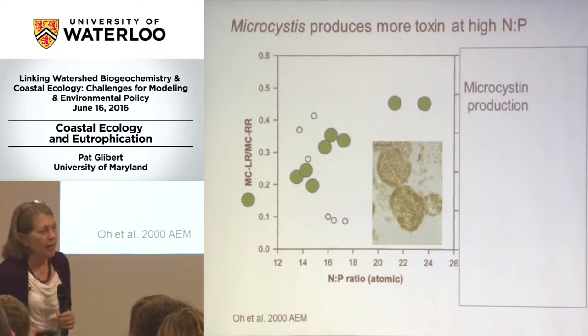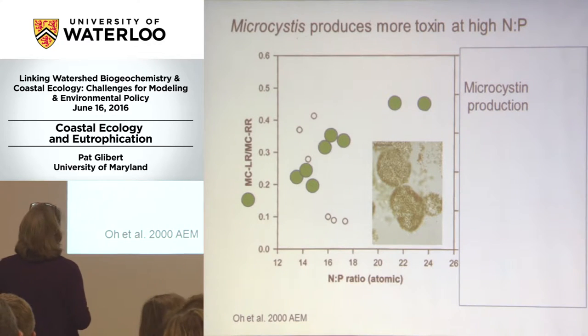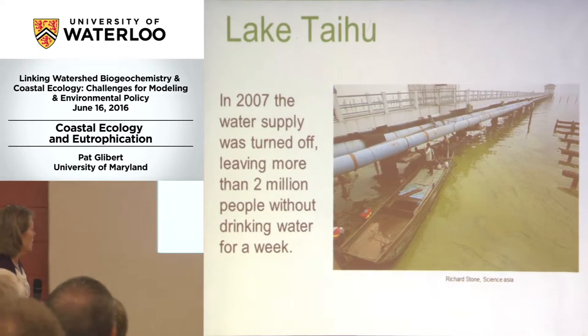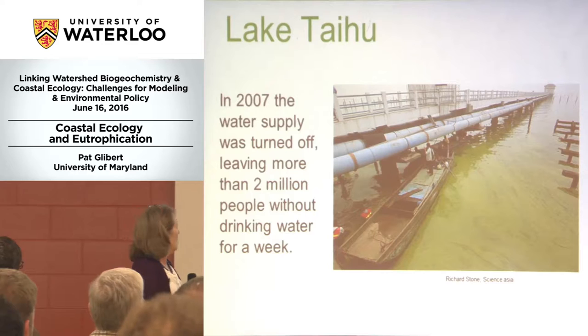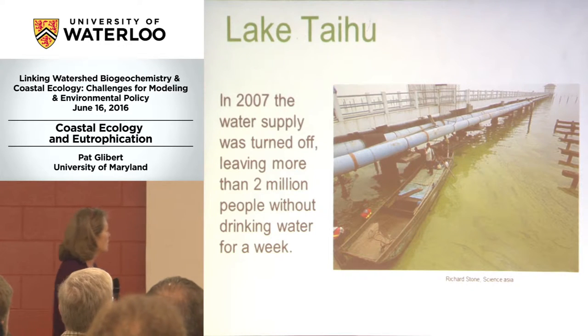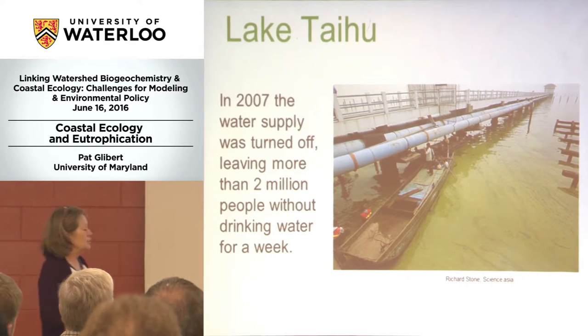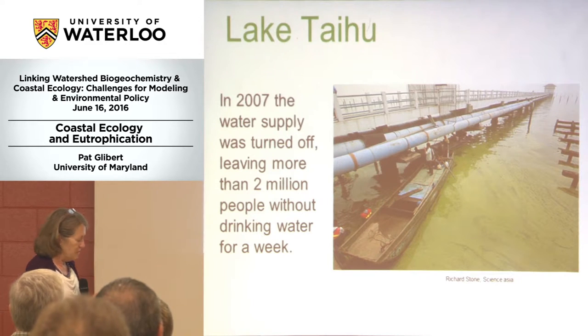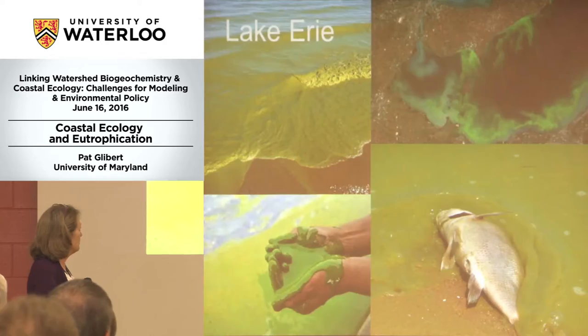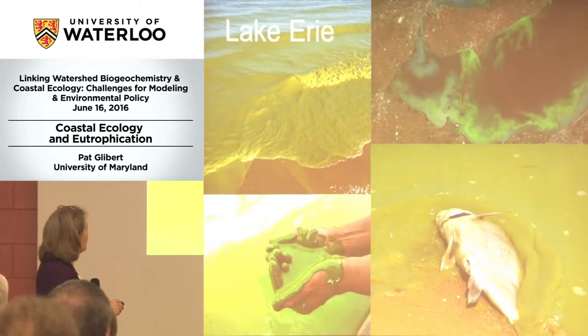A lot of these compounds are nitrogen-rich compounds. We can see that this is the case in Lake Tai, where in 2007, the water supply was turned off, leaving 2 million people without water for a week due to toxins from Microcystis. And you all know this story very well.